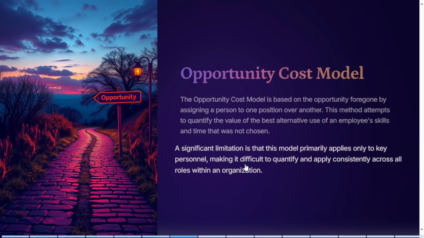For UGC NET preparation, remember this key point: replacement cost is the current market cost to replace. Opportunity cost is the value of the best alternative use foregone. Both have significant practical limitations. Replacement cost works better for standard roles. Opportunity cost works only for key personnel.